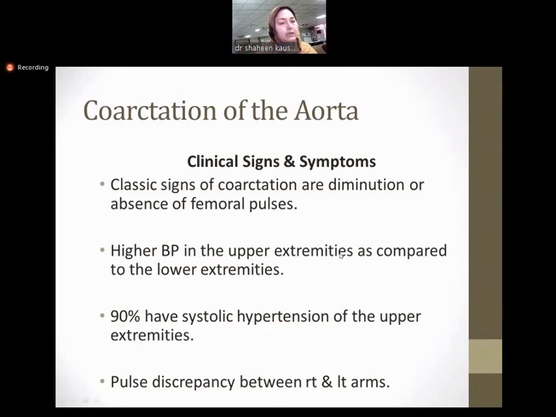Higher BP in the upper extremities as compared to the lower extremities. 90% have systolic hypertension of the upper extremities. There is a pulse discrepancy between the right and left arm.